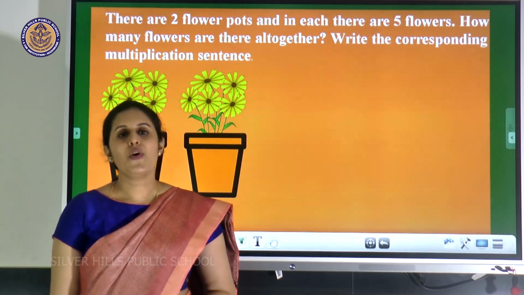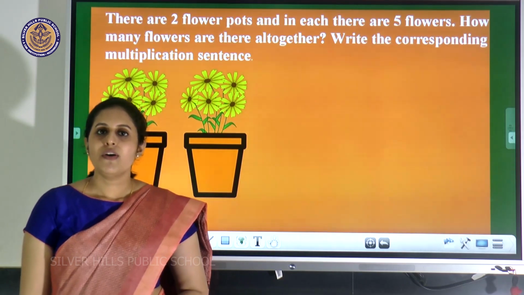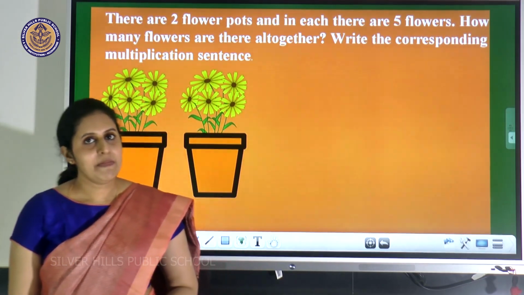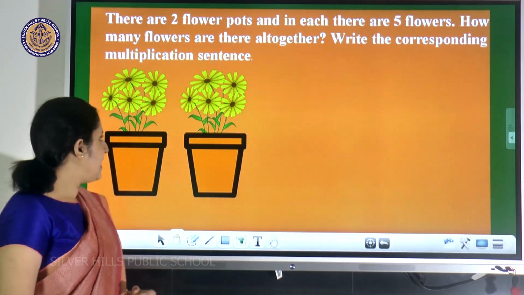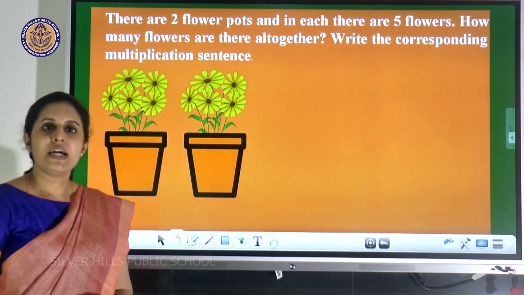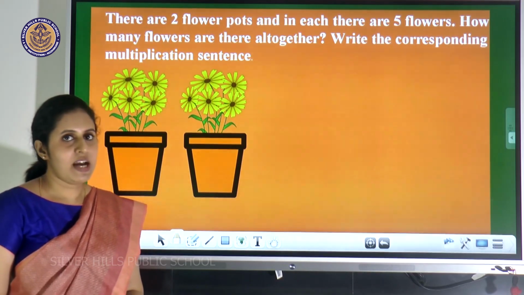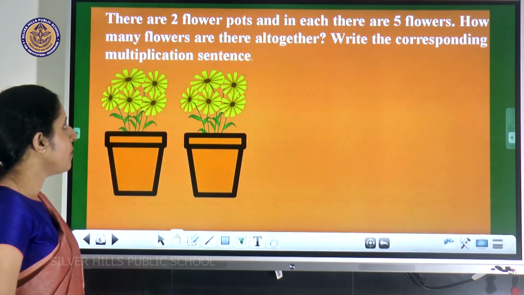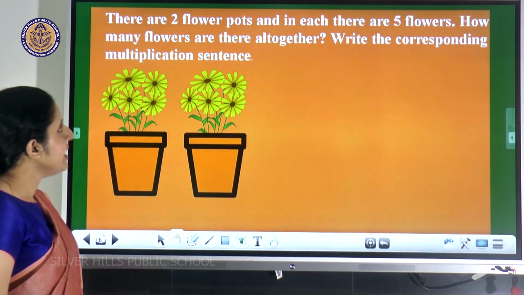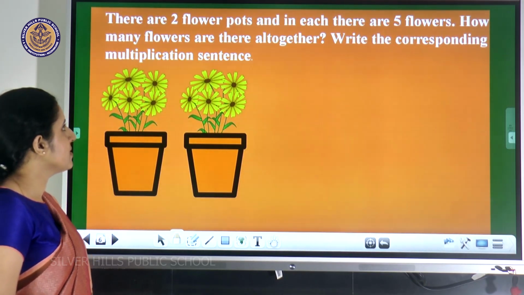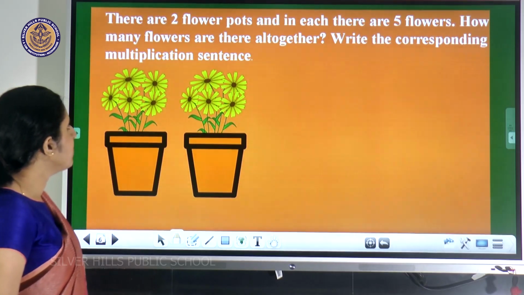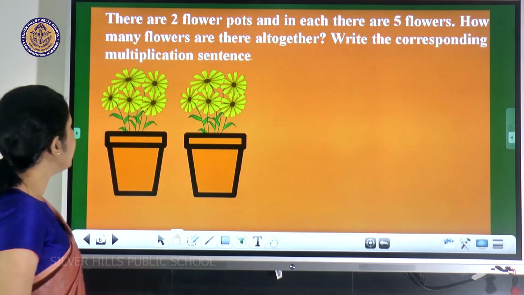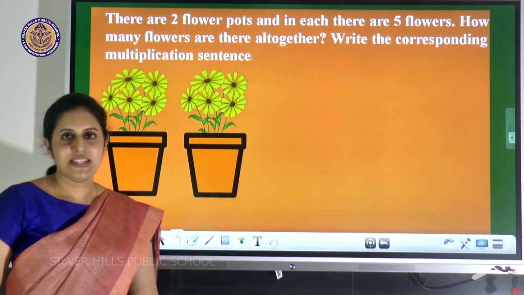Next, we are going to see a few word problems using multiplication. So, shall we begin? Right here on the screen, you have a question. Let me read it out to you. There are 2 flower pots and in each there are 5 flowers. How many flowers are there altogether? Write the corresponding multiplication sentence.